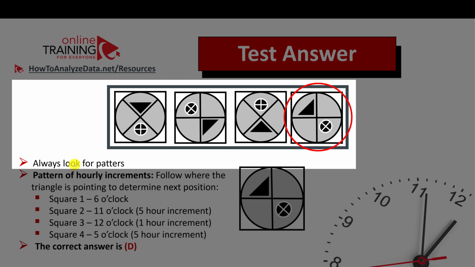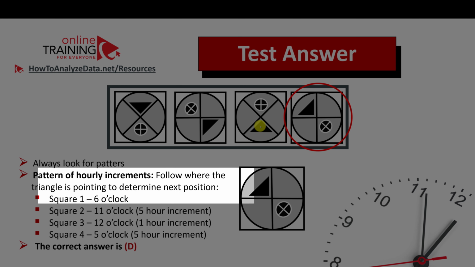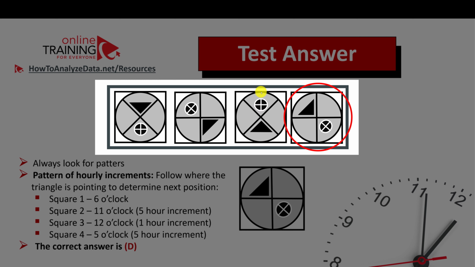In this particular case, we're dealing with the pattern of hourly increments, and we determined the hour based on where the triangle is pointing. So if you look at the first square, the triangle is pointing to 6 o'clock. Then in the next square, the triangle is pointing at 11 o'clock, and 11 o'clock is a 5-hour increment from the 6 o'clock position. Now, in the next square, the triangle is pointing at noon or midnight, whatever pattern you follow, or 12 o'clock.